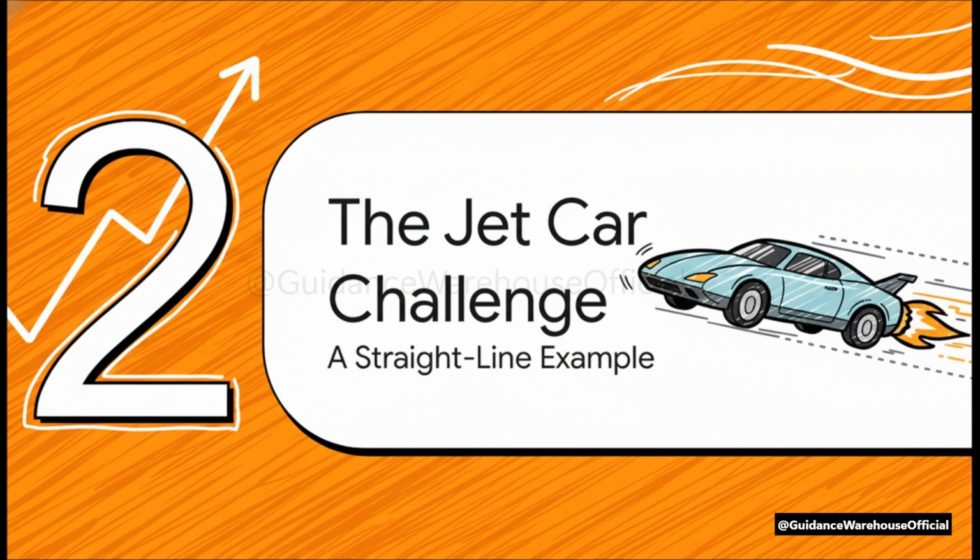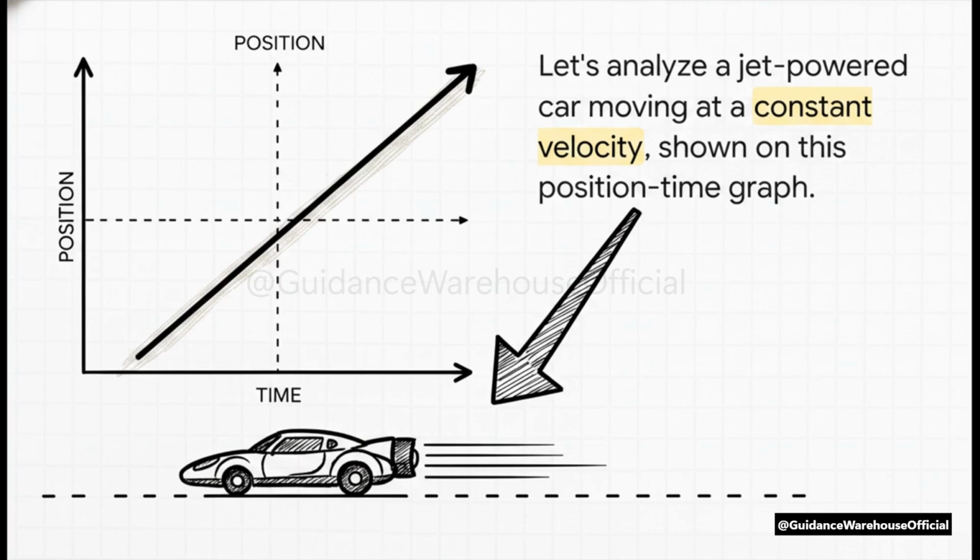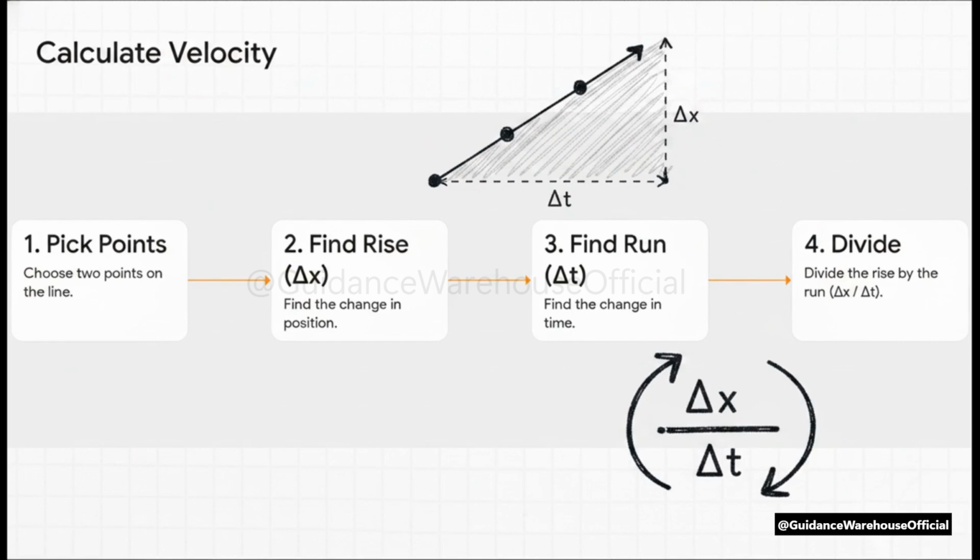We're going to start with a nice, simple, straight line example featuring a very, very fast car. Check this out. This graph shows the position versus time for a jet-powered car. Now, look at that line. It's perfectly straight. What does that tell us? Well, a straight line means it has a constant slope. And since we know the slope of a position-time graph is velocity, that means the car is moving at a constant velocity. So, how do we find out what that velocity is?